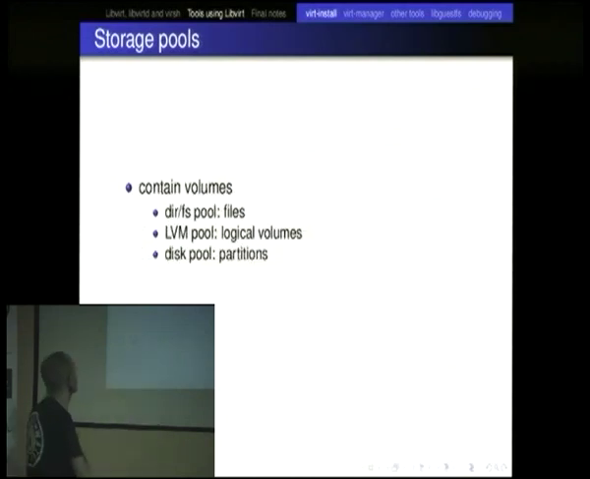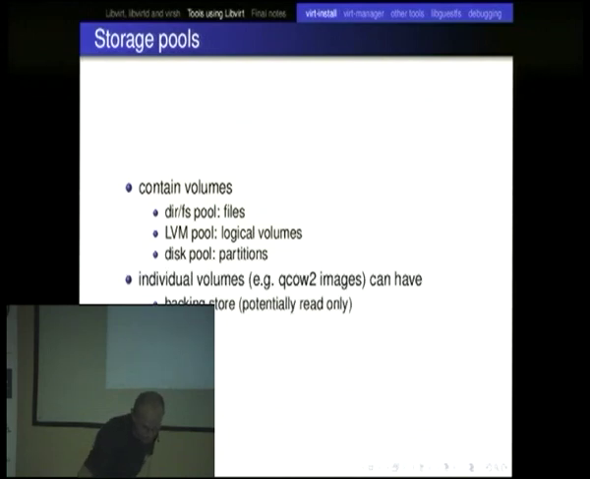Storage pools contain volumes. In the case of directory-based or file system-based storage pools, these are just files. In the case of LVM-based storage pools, these are the logical volumes. In the case of disk-based storage pools, these are partitions. And lastly, in the case of iSCSI storage pools, these are just the block devices from the other end of the iSCSI server.